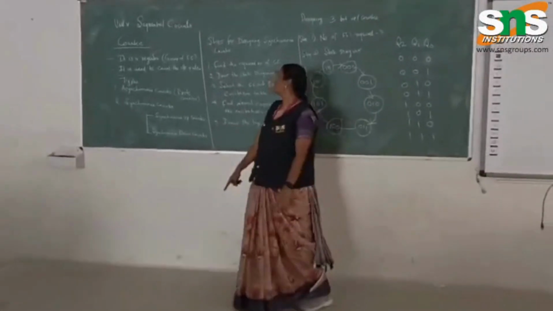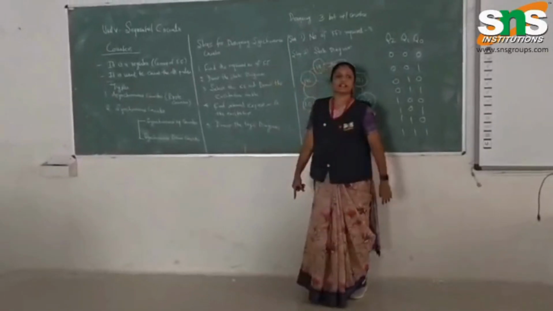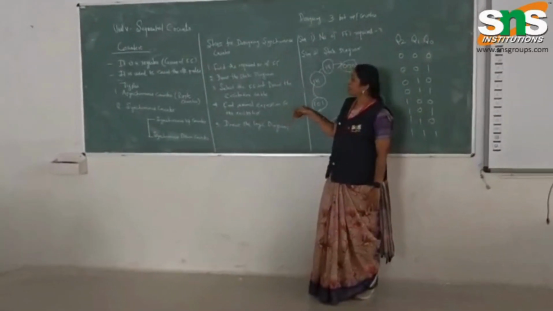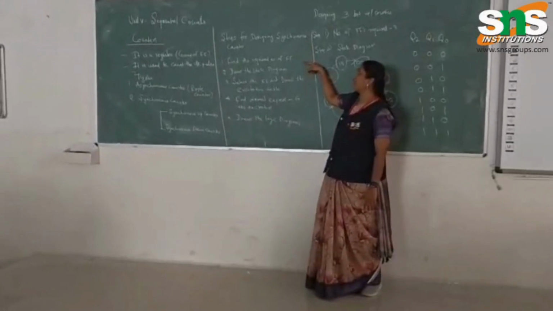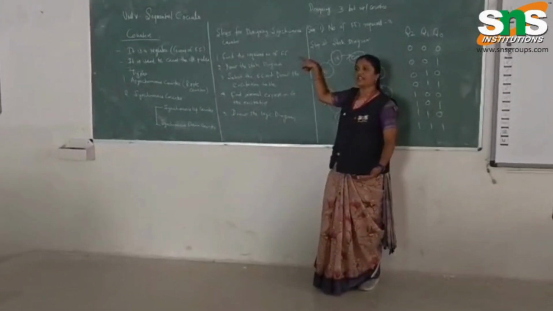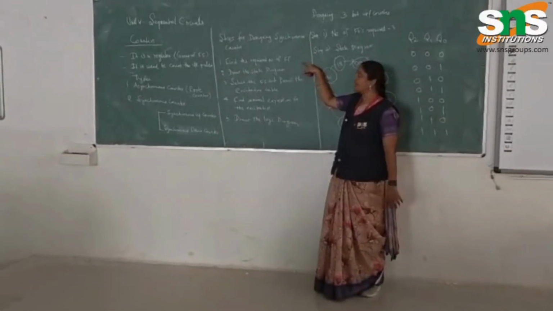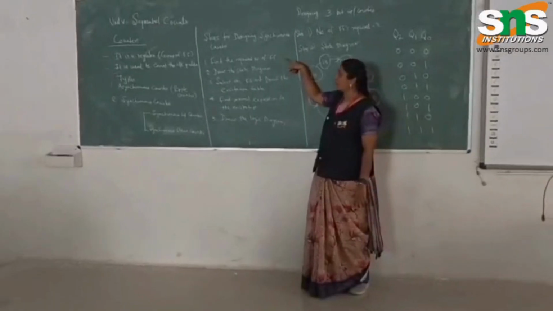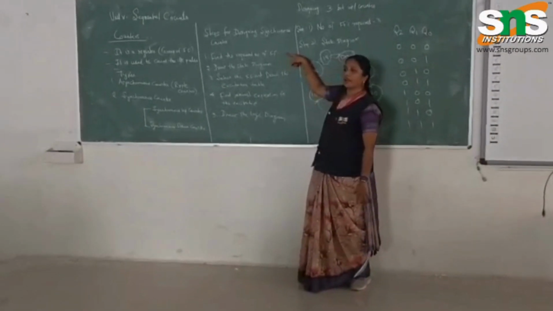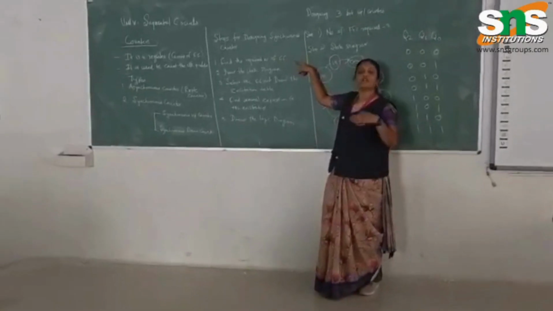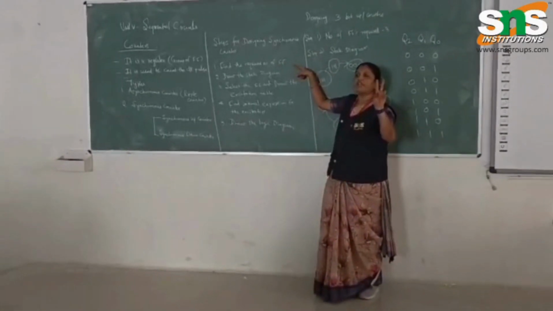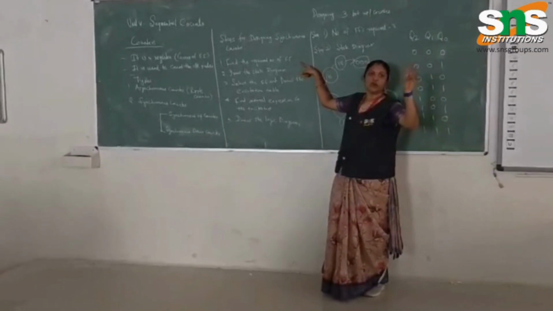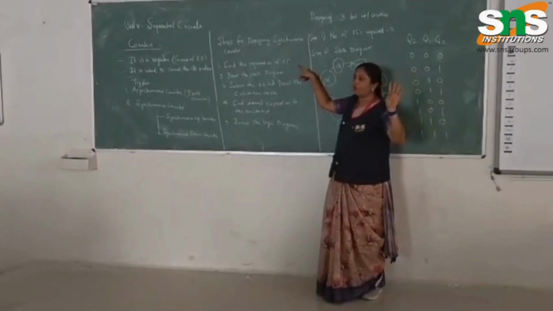So let us move on to the steps for designing a synchronous counter. These are the basic steps. There are 5 steps. The first step is to find the required number of flip-flops. We can use any type of flip-flop, but generally we prefer T flip-flop or JK flip-flop. Suppose we want to count a 2-bit number, we need 2 flip-flops. Suppose we want to count a 4-digit number, we need 4 flip-flops.